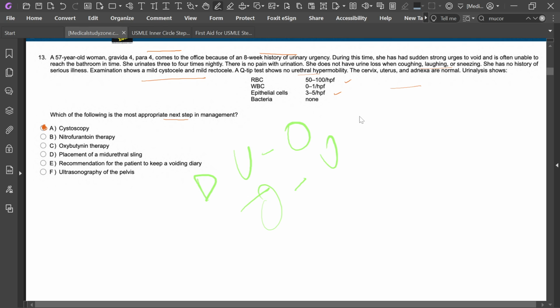When evaluating urinary incontinence, however, it is important to rule out an associated UTI or other pathologies, especially when the urinary incontinence is new in onset. In this case, urinalysis shows microscopic hematuria, 50 to 100 RBC per high power field, painless microscopic hematuria.